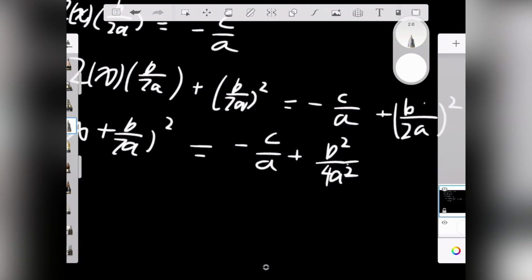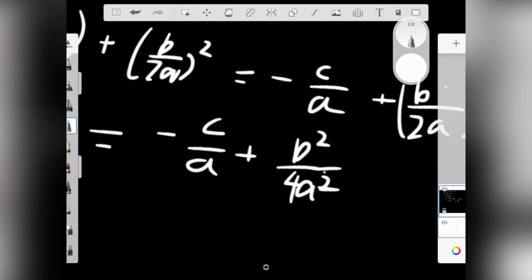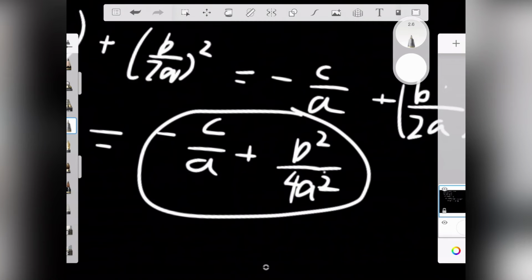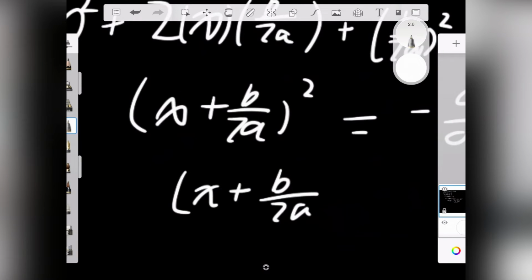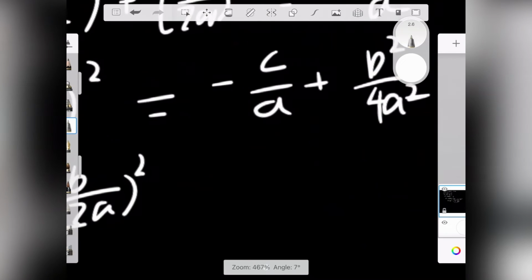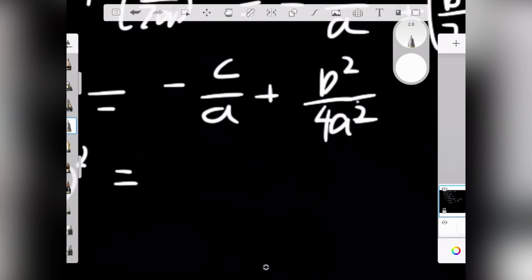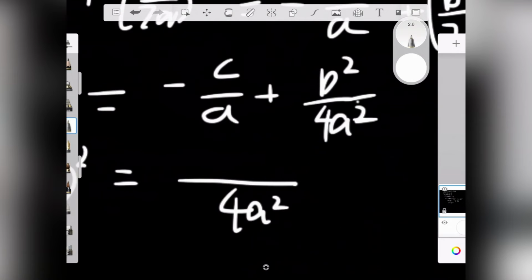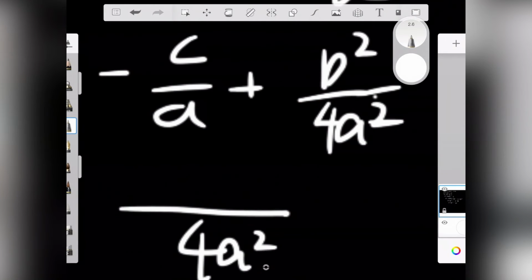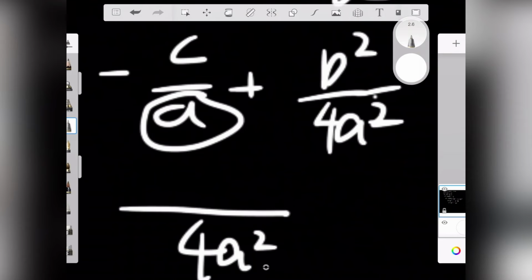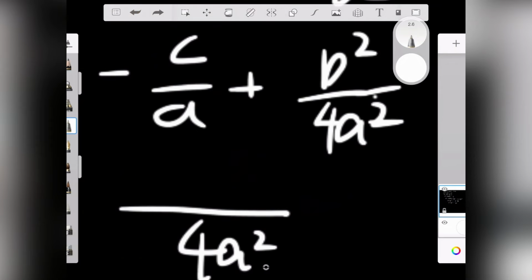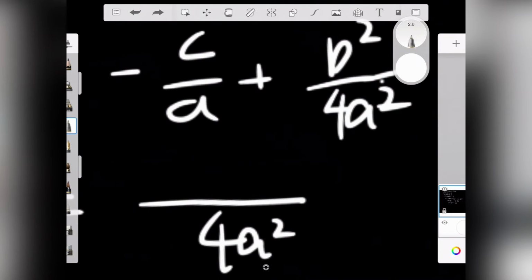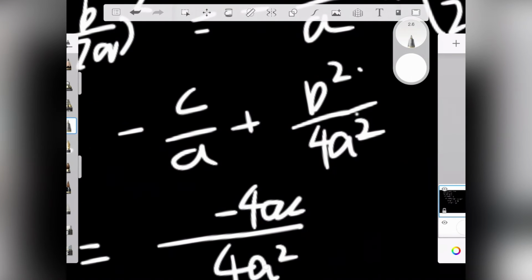Now after that, let's make these two fractions together for better operation. You know that this is the LCM. So what you have to do to become this, you have to times 4a, right? So this times 4a, we'll get minus 4ac. And then let's put this in front of that, we get b squared.